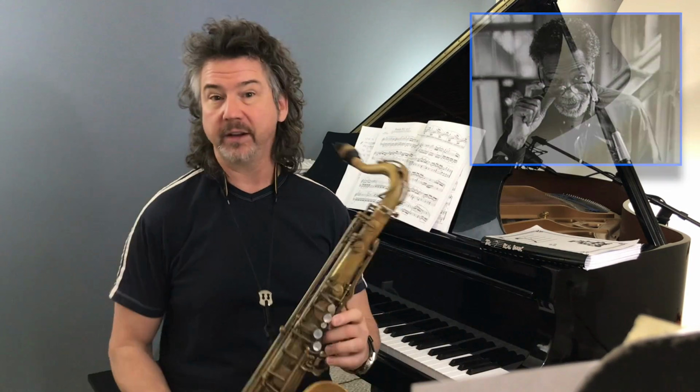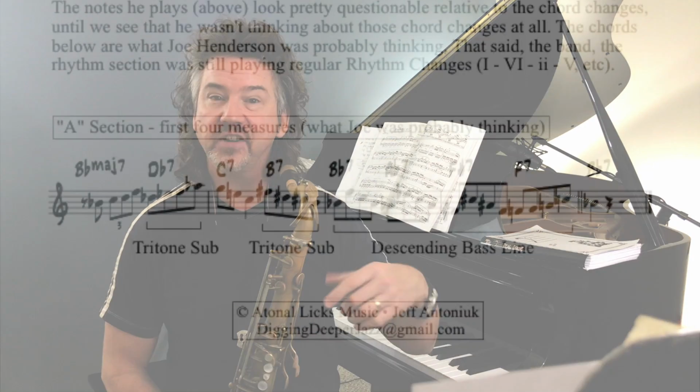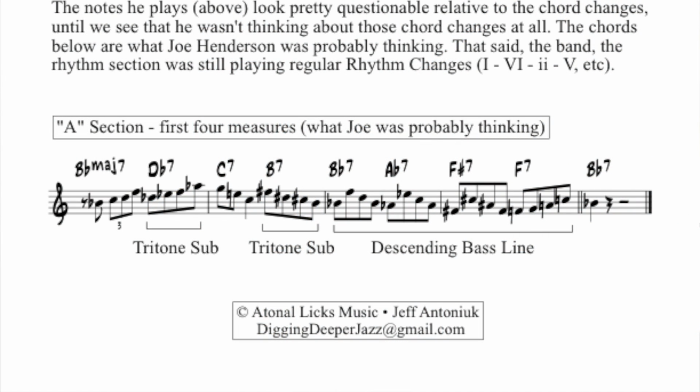Now, in the second half of the lick, measures 3 and 4, that's where he starts really going against the grain. And what he's doing, the organization, is he starts going down in whole steps.